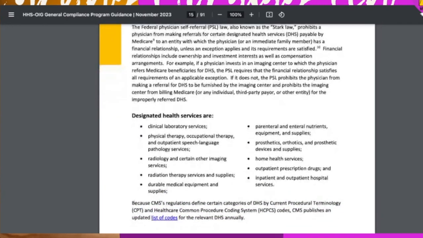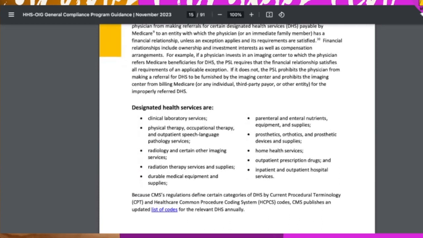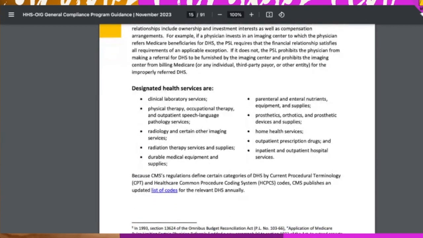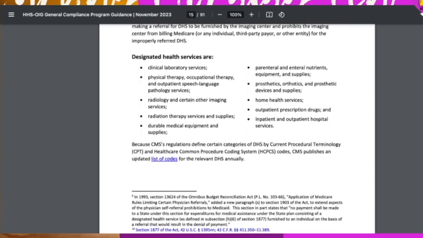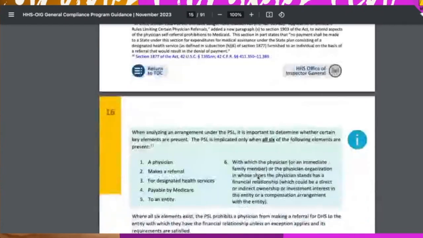Some of those services include laboratory services, physical therapy, occupational therapy, outpatient speech language pathology services, radiology, radiation, DME, parenteral and enteral nutrients, equipment and supplies, prosthetics, orthotics, prosthetic devices, home health services, outpatient prescription drugs, and inpatient and outpatient hospital services. Because CMS's regulation defines certain categories of DHS by CPT and HCPCS codes, CMS publishes an updated list of codes for the relevant DHS annually. Did y'all know that?